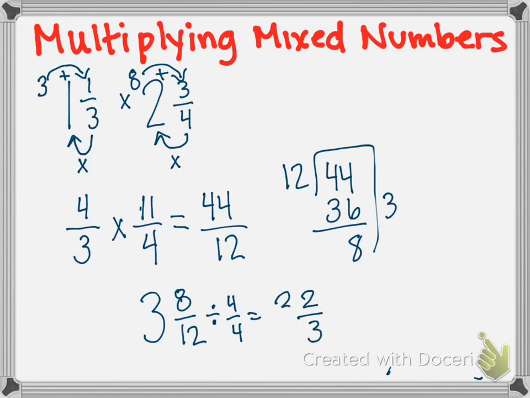So I keep my whole number. So my answer is 3 2/3. So that's multiplying a fraction times a whole number, a fraction by a fraction, and a fraction and mixed numbers with fractions.